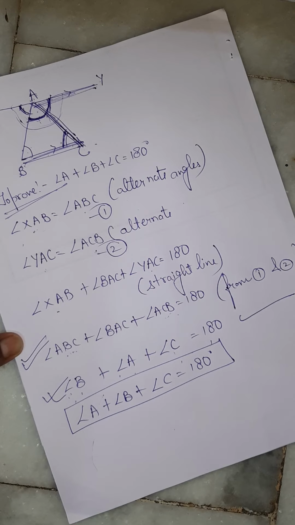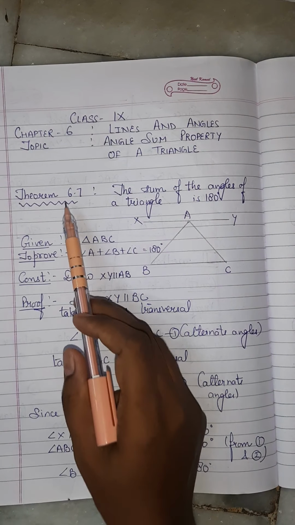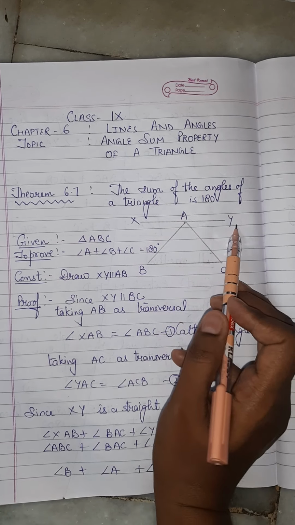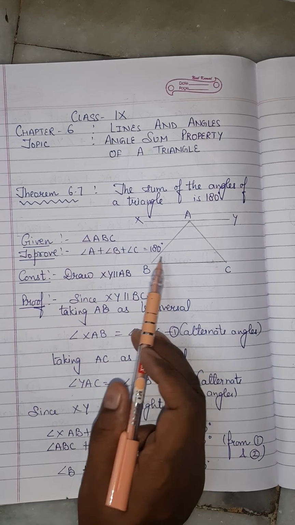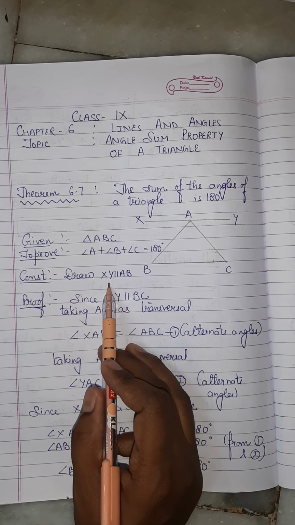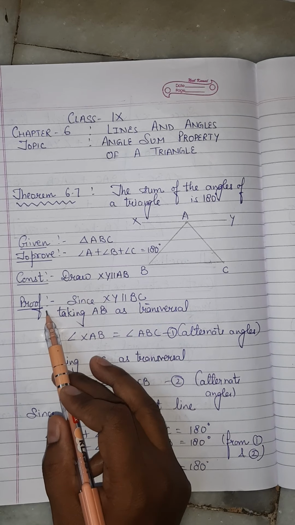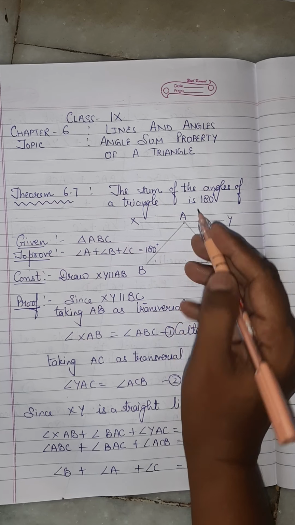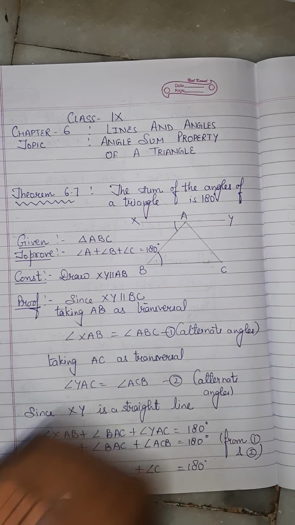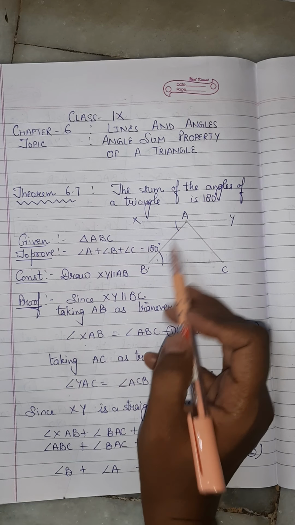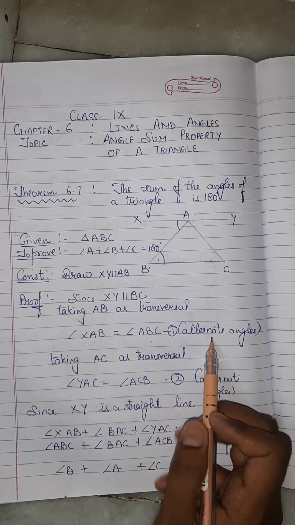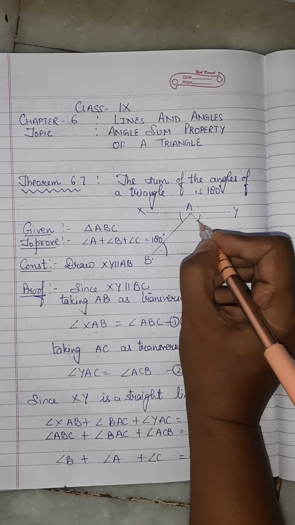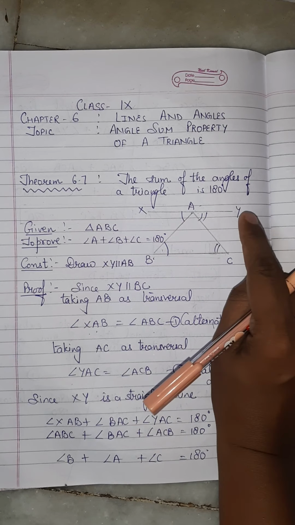Correct? Now just see in the notebook what I have written. Theorem 6.7, the sum of the angles of a triangle is 180 degree. Drawn the figure ABC. Given triangle ABC. To prove A plus B plus C is 180. Construction, we have drawn a line XY parallel to BC. Correct? Now proof. Since XY is parallel to BC and AB is a transversal, we are taking AB as a transversal. So which type of angles are they forming? They are forming alternate angles. So angle XAB and ABC, XAB and ABC, they are forming alternate angles. Then taking AC as transversal this side, we can say that these two angles are again forming alternate angles. What is the name of this one?